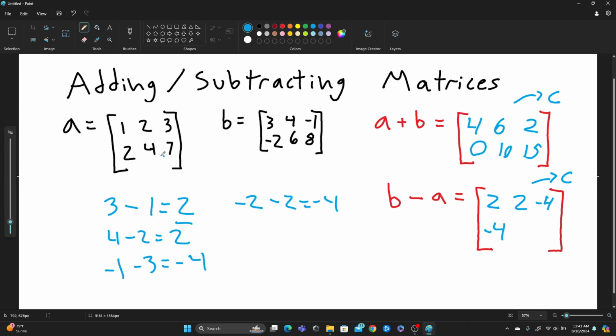And then middle bottom, we have 6 minus 4. So 6 minus 4 is equal to 2. So we're going to put that in the middle bottom. And then bottom right, we have 8 minus 7 equals 1, right? 8 minus 7 equals 1. So we're going to put 1 in the bottom right. And so matrix B minus matrix A is equal to this matrix that we're calling C.